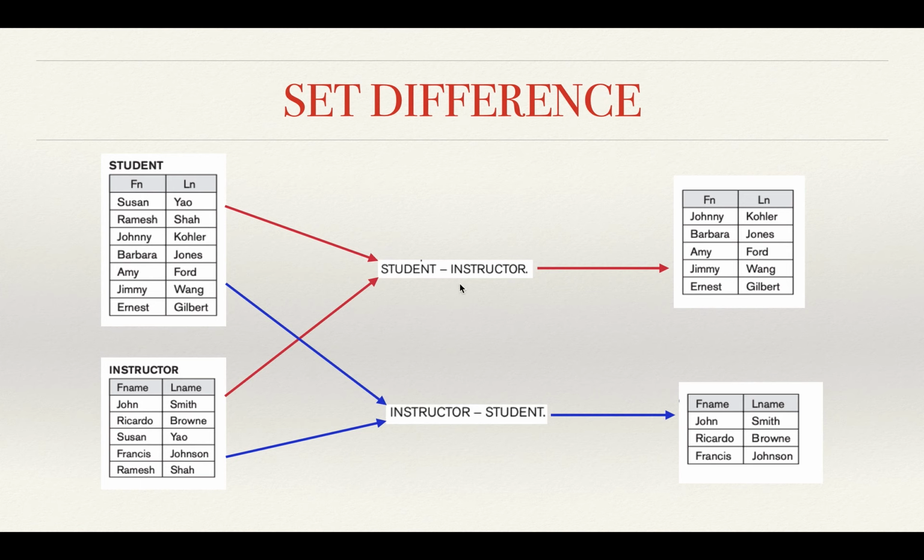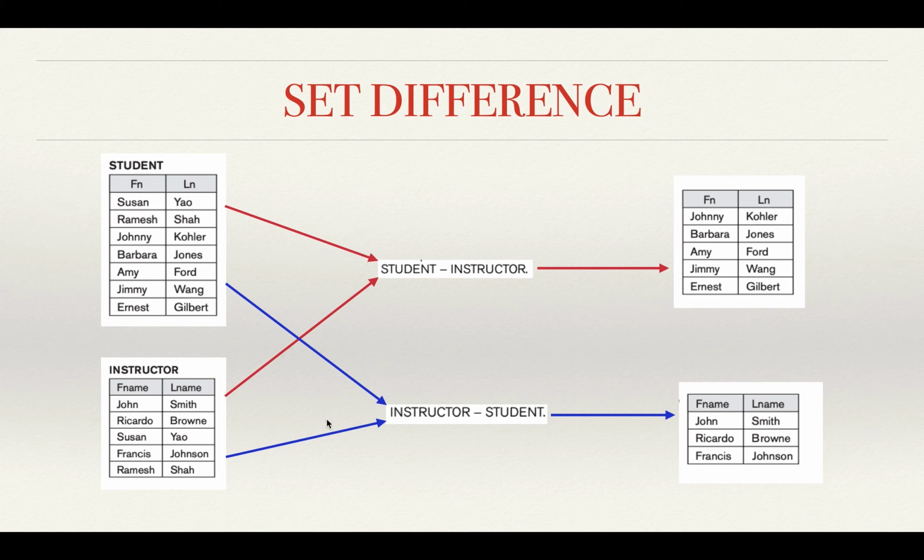Set difference is the next operation. Here you can see student minus instructor. That means all the elements in student but not in instructor. Susan Yao is present in instructor, so we can't include that in the answer. Ramesh Shah is also present in instructor. The rest are not members of instructor, so you will get that list of students.